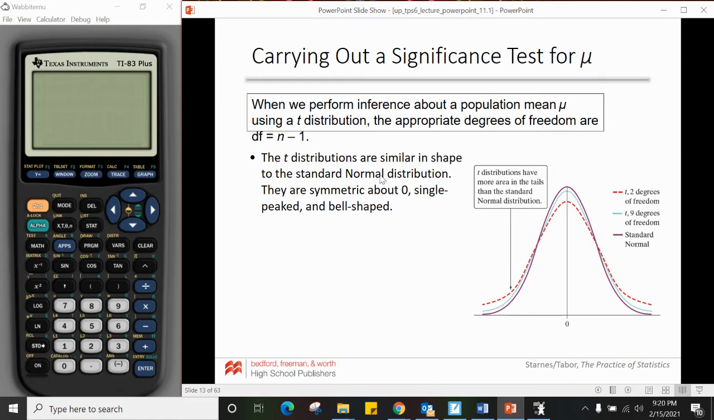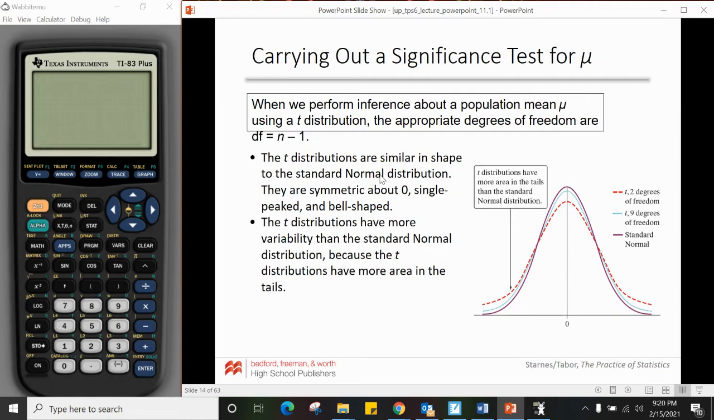So they're similar in shape to the standard normal curve. They're both symmetric about 0, single peak, and bell shaped. Like I was saying, the big difference is the tails. And so the t-distribution, especially with a smaller sample size, smaller degrees of freedom, will also have more probability in the tails.